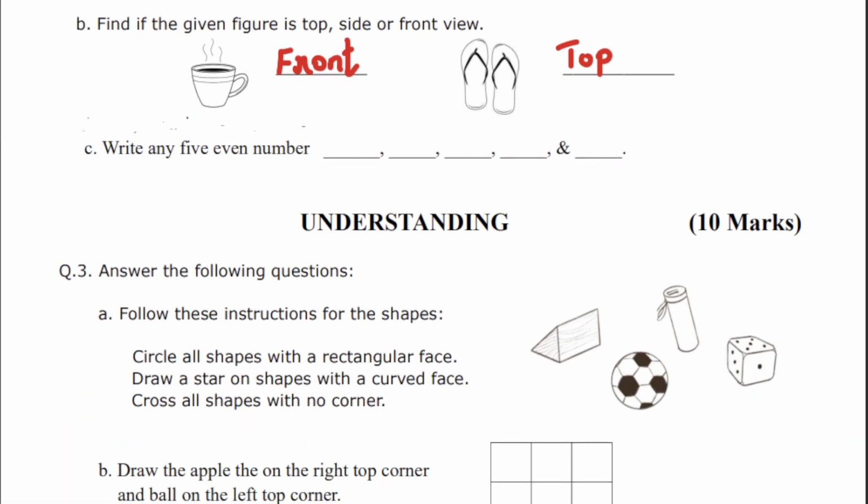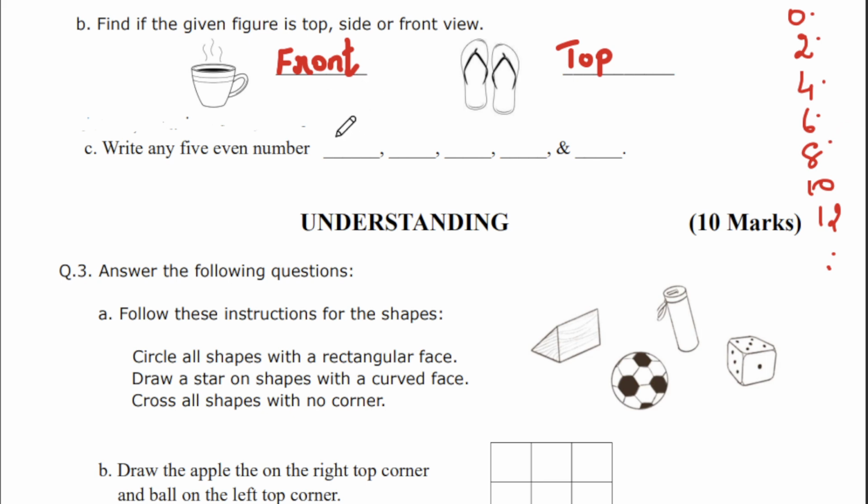Next. Write any 5 even numbers. What is the concept? Even numbers we can easily write. They are numbers that go in jumps of 2: 0, 2, 4, 6, 8, 10, 12, and it goes on. Even numbers always end with 0, 2, 4, 6 and 8. So you can write any numbers.